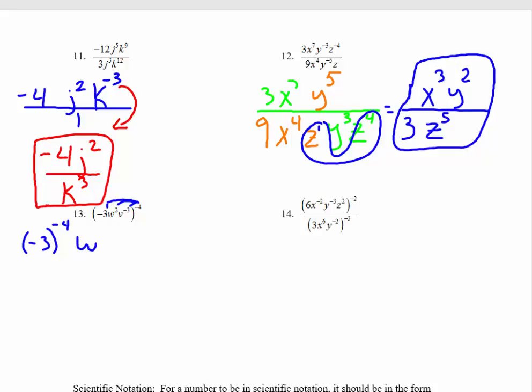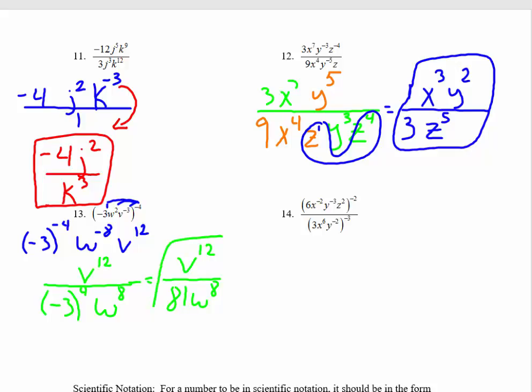When I distribute negative 4 times 2, I get w to the negative 8, and negative 3 times negative 4 is positive 12. At this point, I would get rid of negative exponents and make them positive. So negative 3 to the positive 4 will be down, w to the 8th will also be in the denominator, but v to the 12th should stay on top. The last thing to do is probably take negative 3 to the 4th power, so it would be negative 3 times negative 3 times negative 3 times negative 3, which turns out to be an 81, w to the 8th in the denominator, and v to the 12th in the numerator.